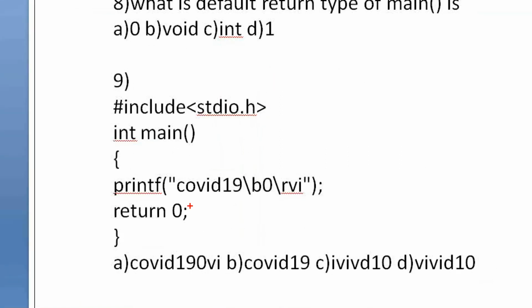The next question. So coming to the next question here, it is COVID-19 with backslash b, 0, backslash r, v i. So we have escape sequences here: backslash r, backslash b and backslash n. Backslash n is new line and backslash r is the carriage return. Backslash b is backspace. So here backslash b means it removes this character 9 and adds this 0 after the 1. So 1 0 will come.